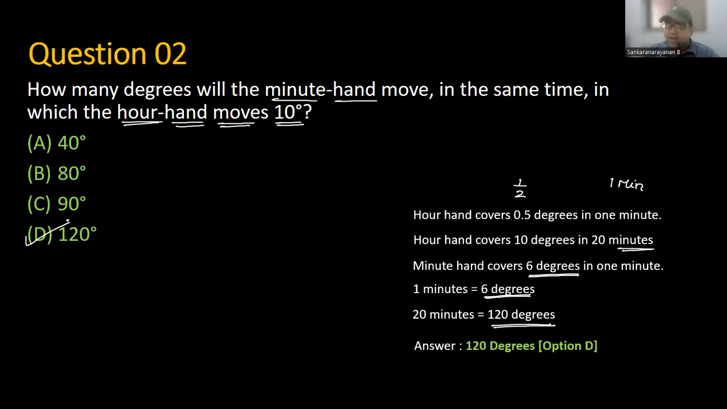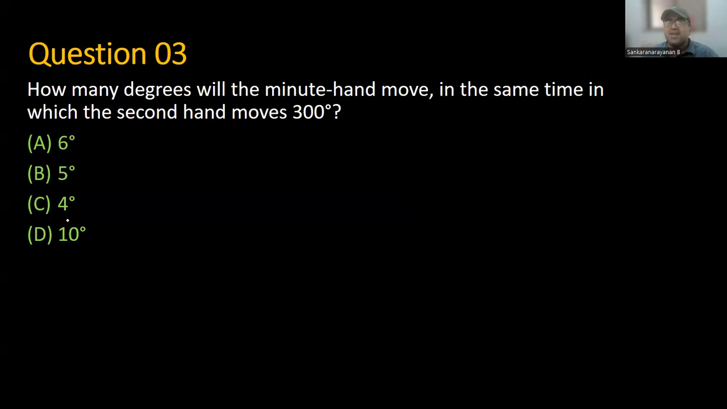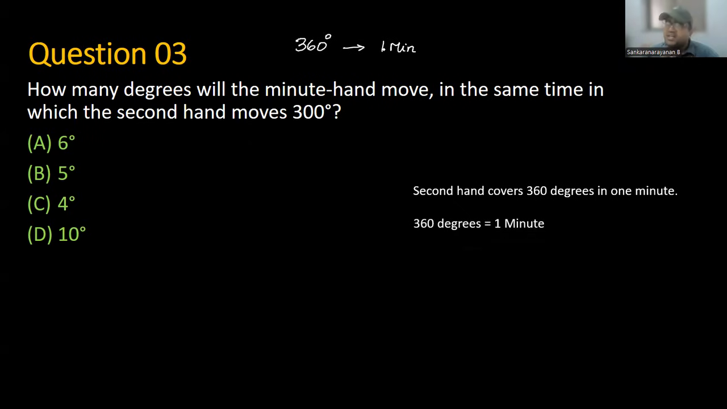All right. Now let's consider the third question. How many degrees will the minute hand move in the same time in which the second hand moves 300 degrees? Please note, when the second hand makes one full rotation, 360 degrees covered, it means that 1 minute has happened, right? So here the second hand covers 360 degrees in a 1 minute span of time. But here the second hand is not covering 360 degrees, it's moving only 300 degrees.